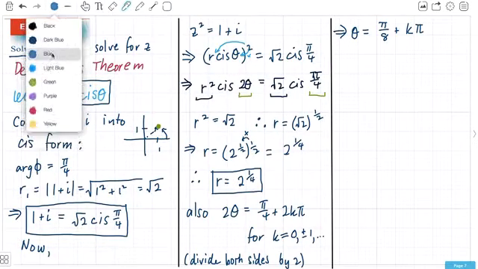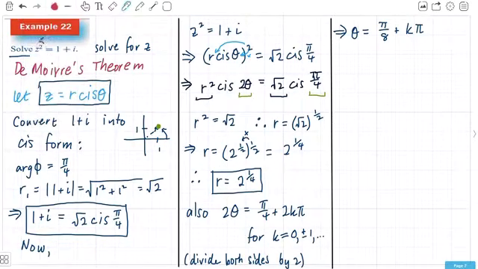Now the key here is what is the power that you're looking at, how many roots will you then have? Okay, so we're going to have 2 roots because the power is squared. So let's check 2 different values here. Now remember that k can be anything: 0, plus or minus 1, plus or minus 2.